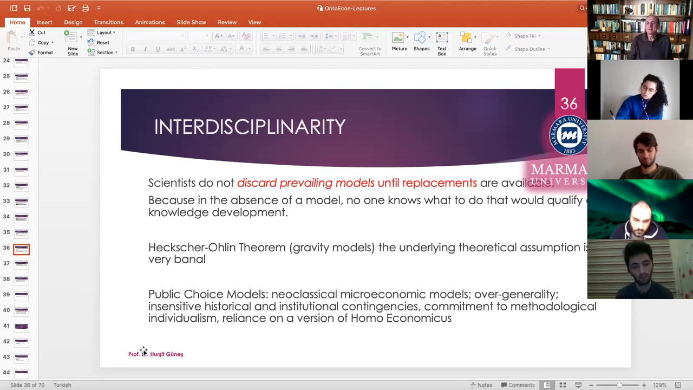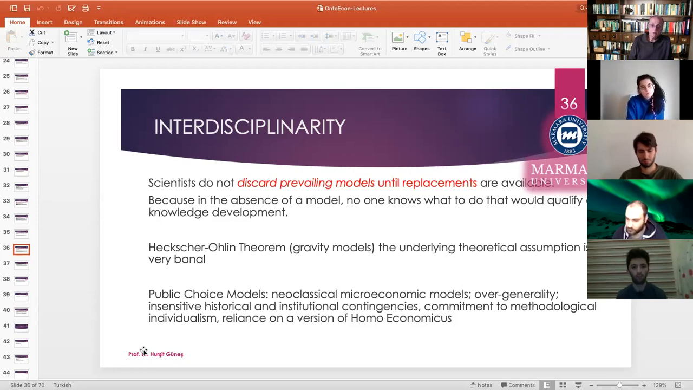The underlying theoretical assumption is very banal, says the section. It is true because nothing is so special about it. The Marshall-Lerner conditions had long been known. Now these two guys basically presented it, yes, in international trade, but nothing unexpected.